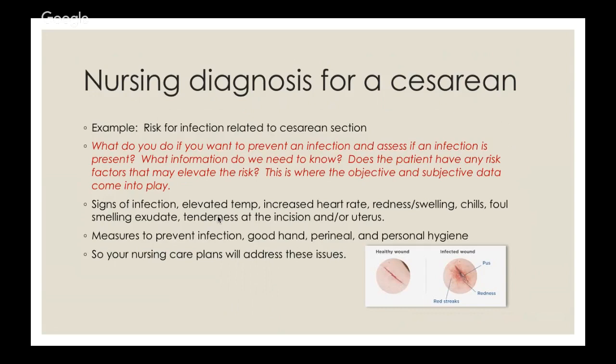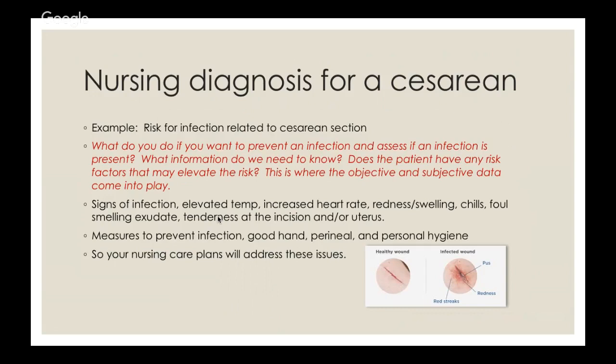We want to know also what the objective and subjective data are for her. What is her white cell count? What do her vital signs look like? What does she say? Is she saying that she's feeling chills? Those are some of the data sets that we're going to look at. Signs of infection are elevated temperature, increased heart rate, redness, swelling, chills, foul-smelling exudate, and tenderness at the incision or in the uterus.